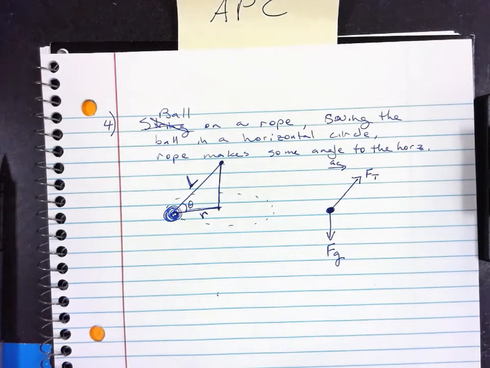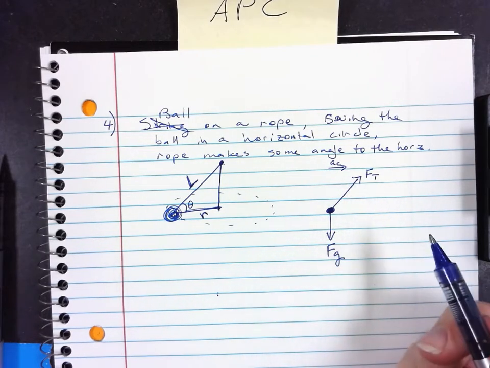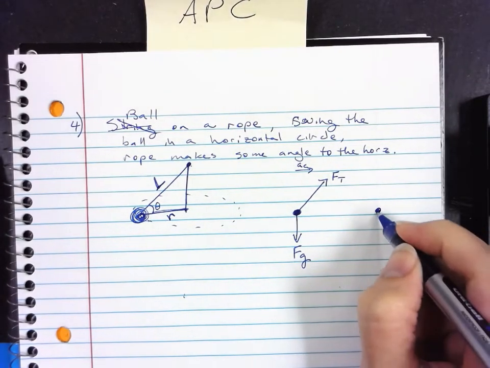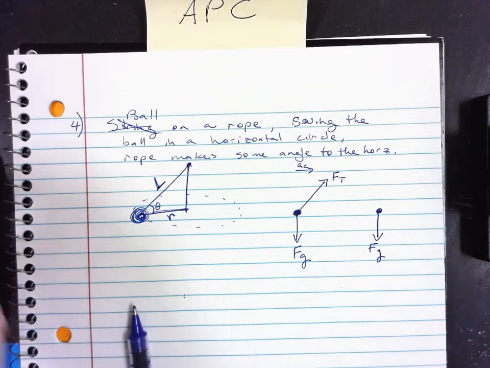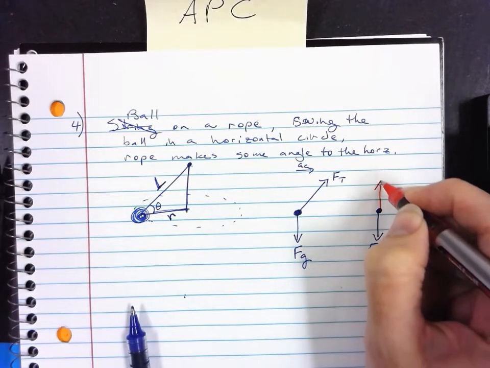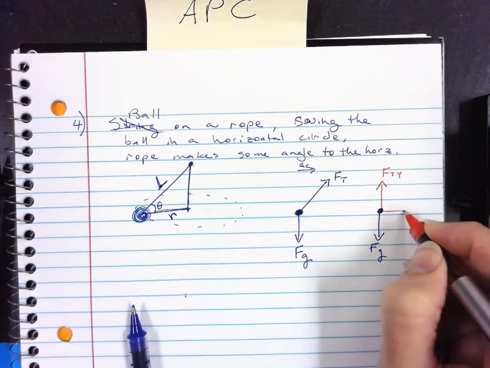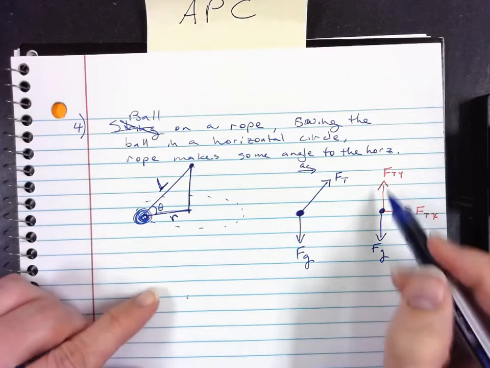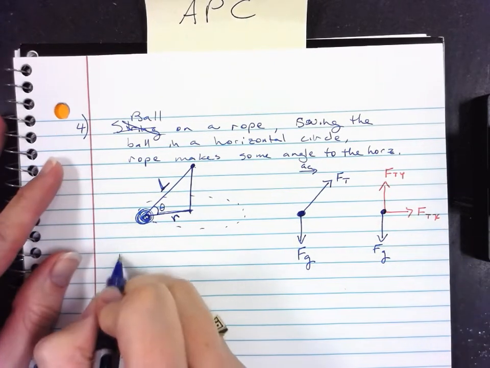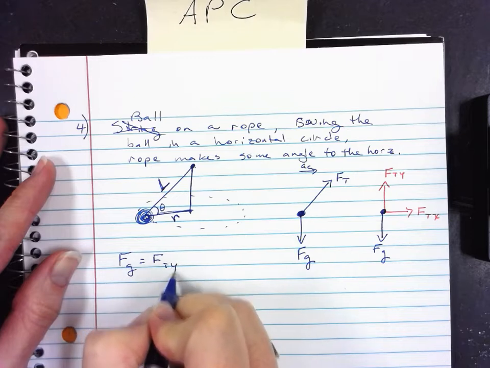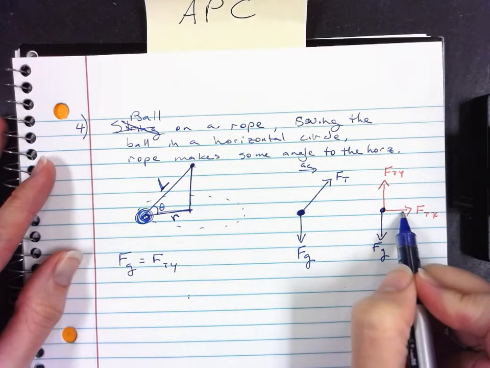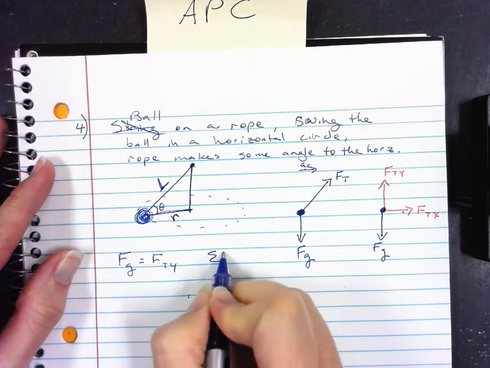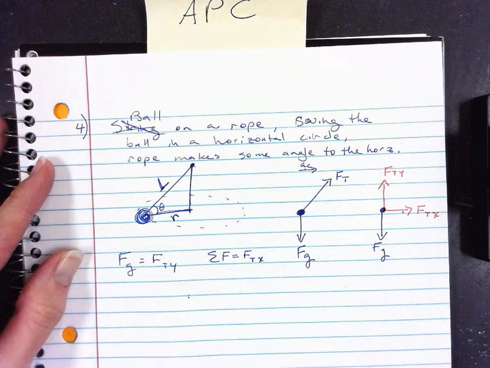So we need centripetal acceleration to point directly to the right. We don't have a force directly to the right, but we have a force at an angle, so we break it up into components. So we turn this diagram into FG, FTY, and FTX. So vertically, nothing's happening, so FG equals FTY. Horizontally, the only force points in the direction of the centripetal acceleration, so your net force is FTX.